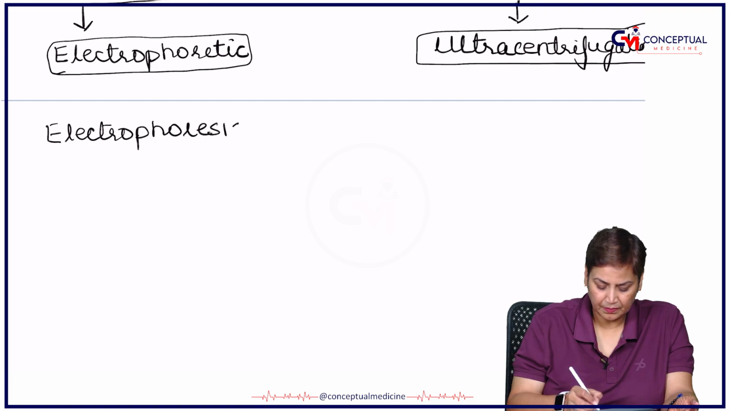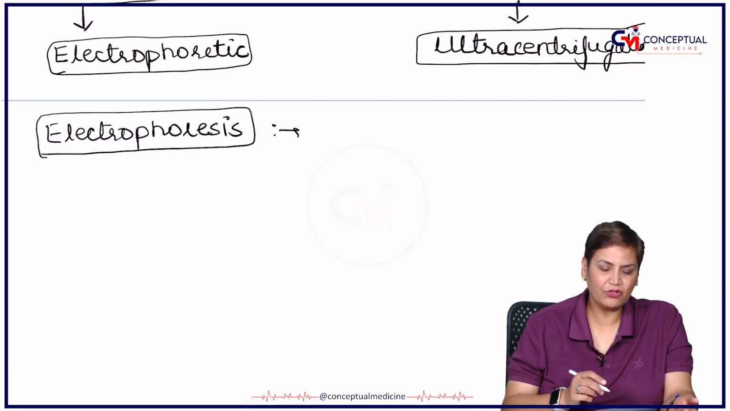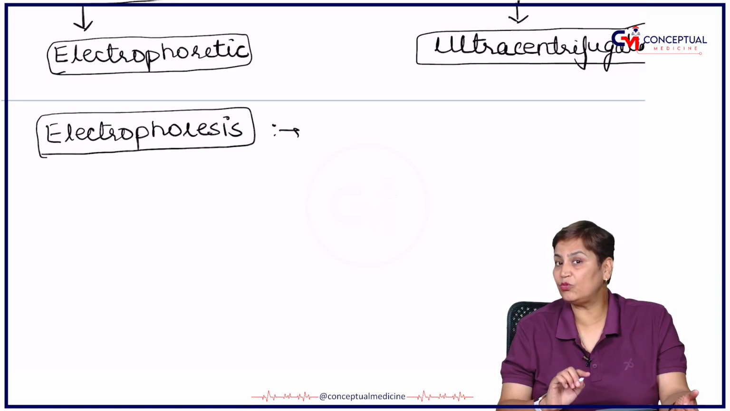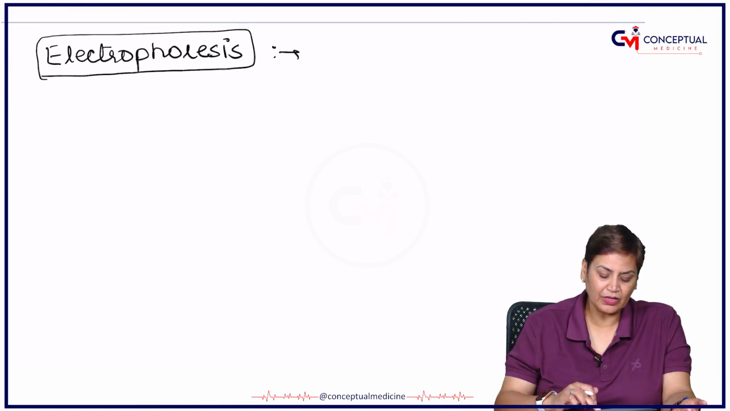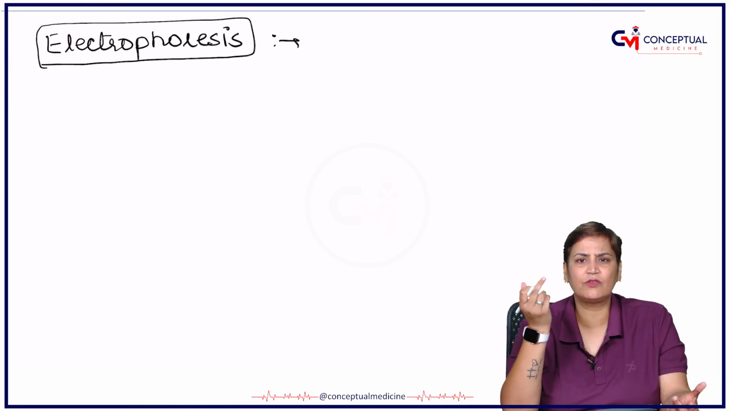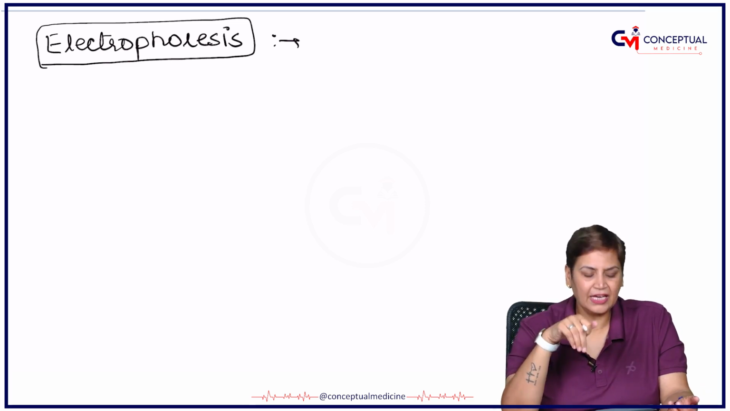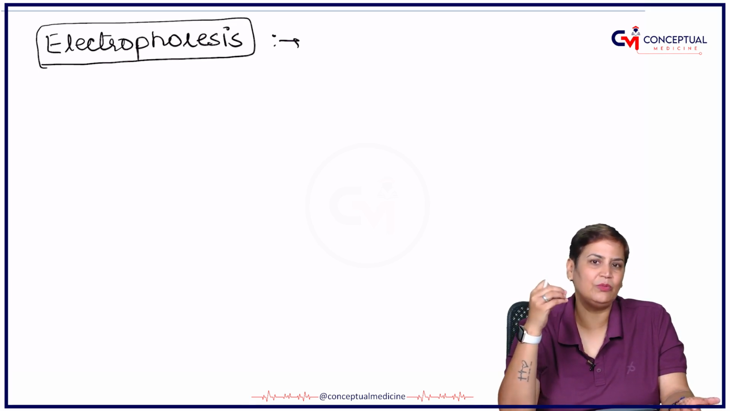Electrophoresis. Phoresis is the movement. Electro means in the presence of electric current. So electrophoresis is the movement in the presence of electric current. Simple. And this is one of the very, very important methods of separation of proteins as per their size. Electrophoresis is of so many types, but here we are dealing only with the size.